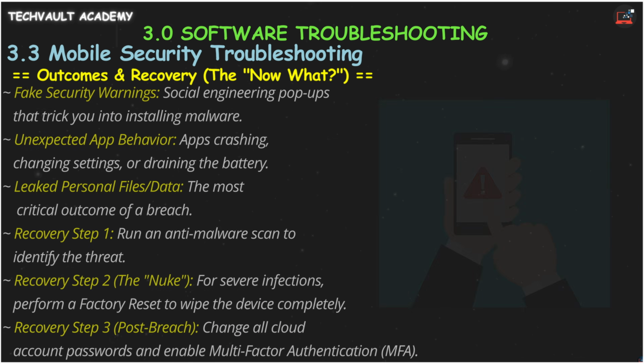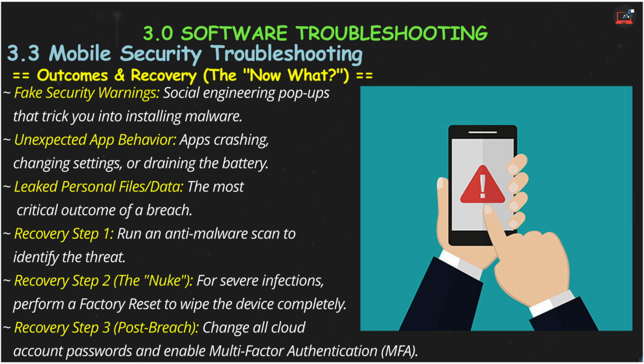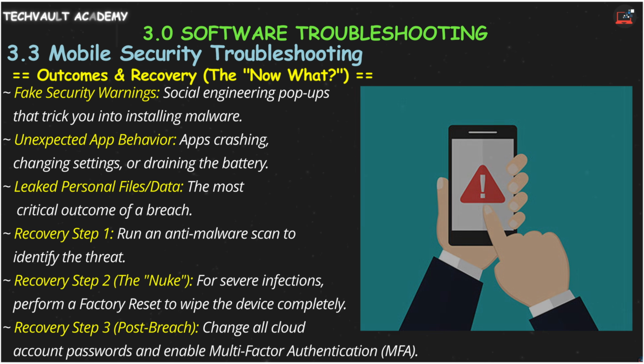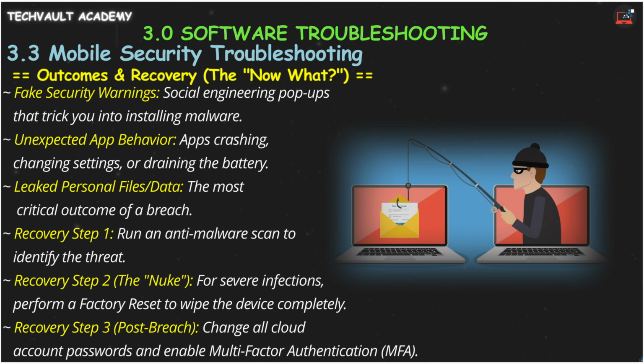The outcomes of an infection can be severe. You might see fake security warnings, which are pop-ups that trick you into installing even more malware by claiming your device is already infected. Apps might start exhibiting unexpected behavior, like crashing or changing settings on their own. And the worst-case scenario is leaked personal files and data.